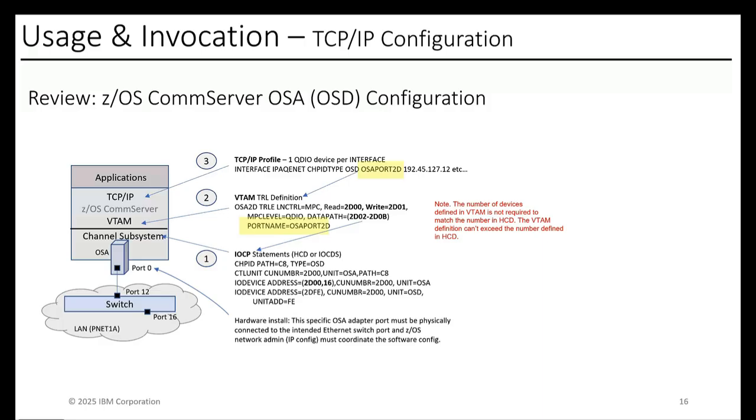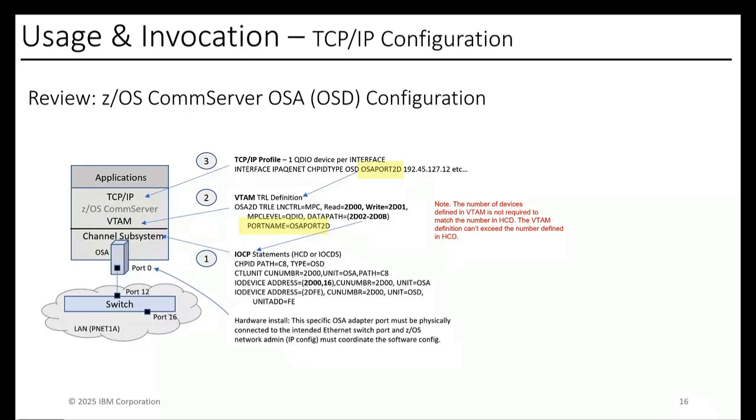All right, thanks, Jerry, for a great job. So we'll start out with a review of how OSD or OSA-Express works today as far as TCP/IP configuration. If we start at step 1 in your HCD or IOCDS, this is where you're defining your devices. You can see here the system admin set up, starting with channel or device number 200, 16 devices of type OSD. And then the system admin would have to take those devices and define them in the VTAM TRLE next.